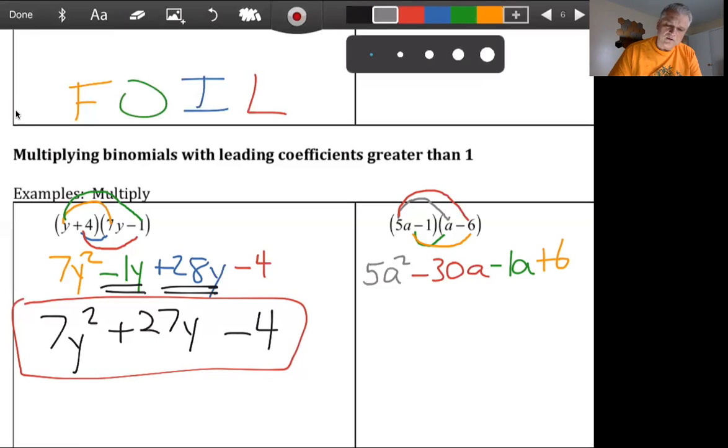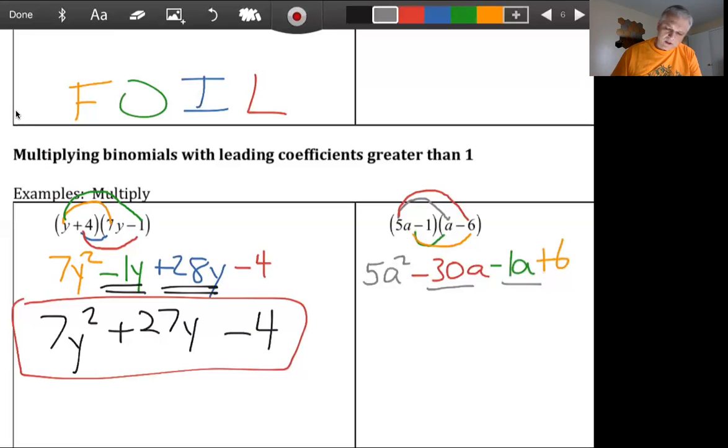Okay. We just did FOIL. We just didn't call it FOIL. So now we're just going to look and say, do we have any like terms? Yes, we do. So let's bring down our 5a squared, because there are no like terms with 5a squared. Let's bring down our plus 6, because there are no like terms to positive 6. And we take the minus 30a and the minus 1a, and we combine them. Minus 30 minus 1 is minus 31. And since this is 30a and 1a, then we're going to get minus 31a. We're done.